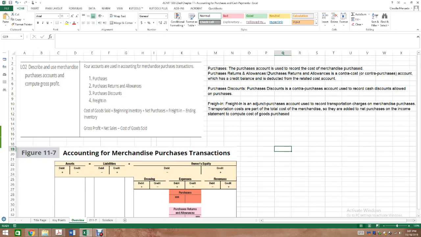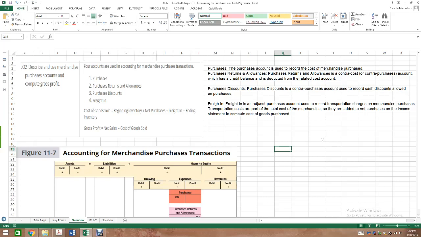Now we have purchases, returns, and allowances. Now, purchases, returns, and allowances is a contra cost or a contra purchases account, which has a credit balance and is deducted from the related cost account. Now, let's say, for example, you purchase a tire. Okay? So you're into the business of manufacturing go-karts, and you bought 4 tires. You open the box with the tires, and 2 of them are flat. The rim is all damaged. It's not in good condition. Okay? So you're going to have to return 2 of the 4 tires because they're in horrible condition.